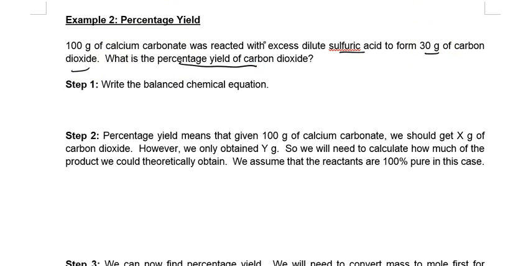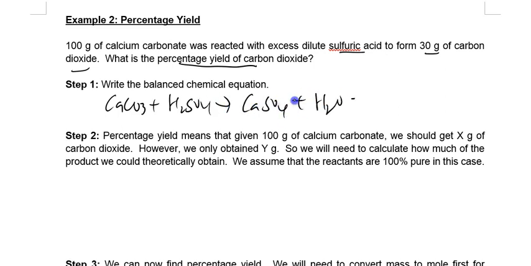So when it asks about yield, it means how much of it actually has formed. So by right, I should get how many grams? Maybe by right I should have 40 grams, but I only received 30 grams of carbon dioxide here. So what is the yield of this reaction? So let's do a quick calculation. Step 1, write the balanced equation as usual. CaCO3 plus H2SO4 gives calcium sulfate, salt plus water plus carbon dioxide.